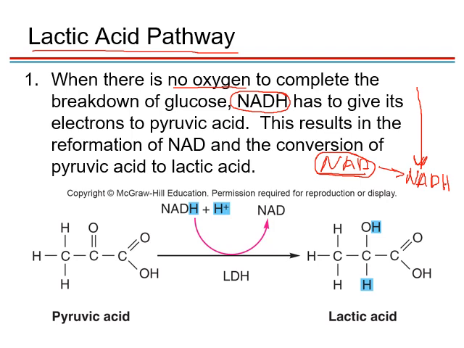If we're continually doing glycolysis and there's no oxygen, all our NAD is going to be converted into the reduced form. We won't have this available, and if we don't have this available, glycolysis stops. So the way to recuperate this is through the lactic acid pathway. You can see our pyruvic acid, this is what we end up with at glycolysis.